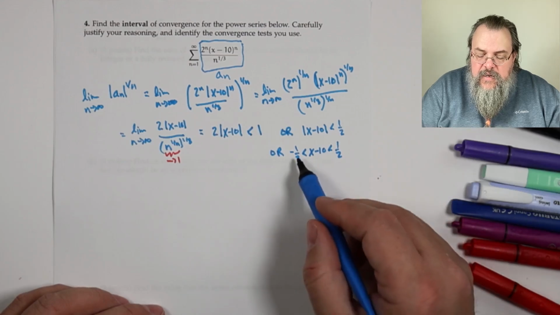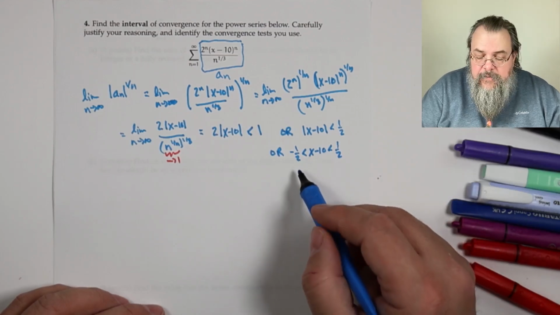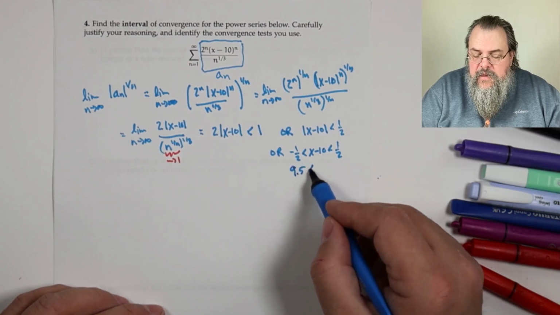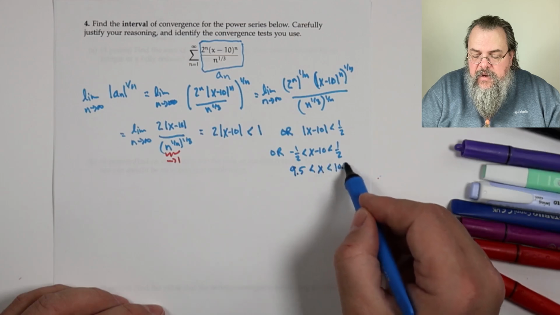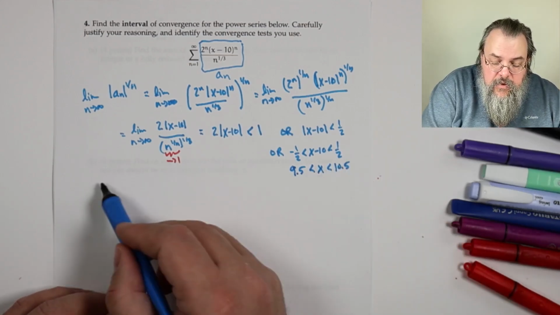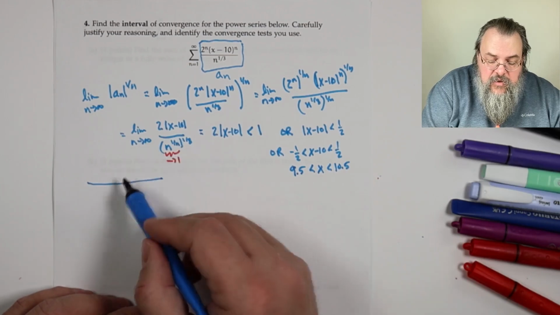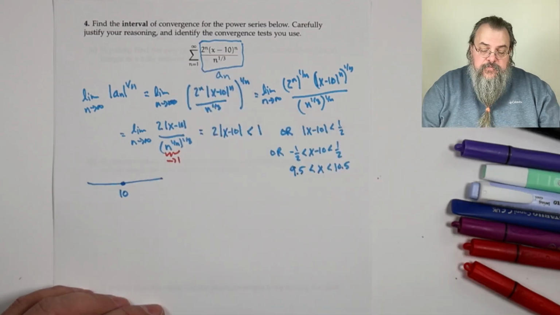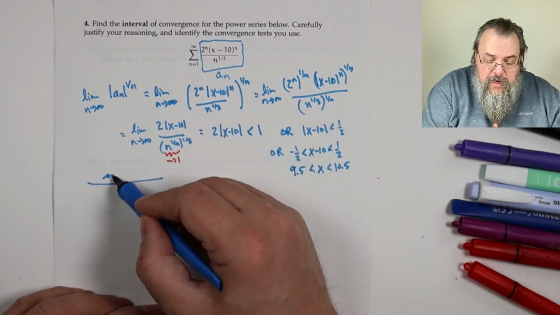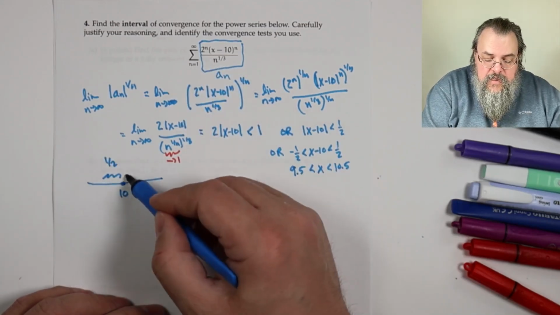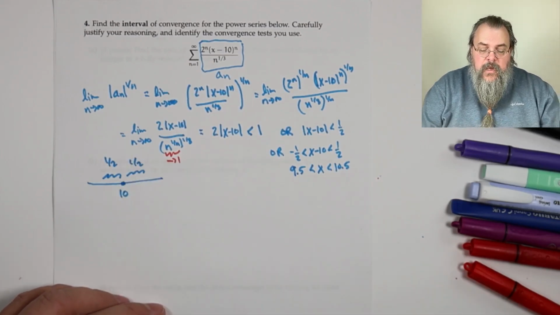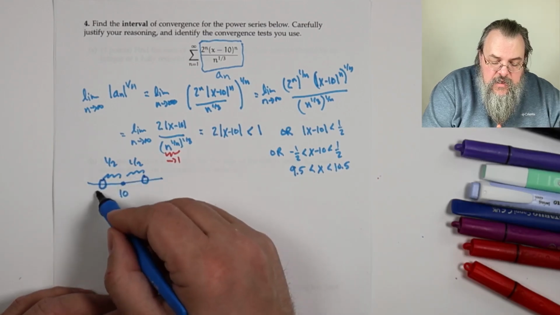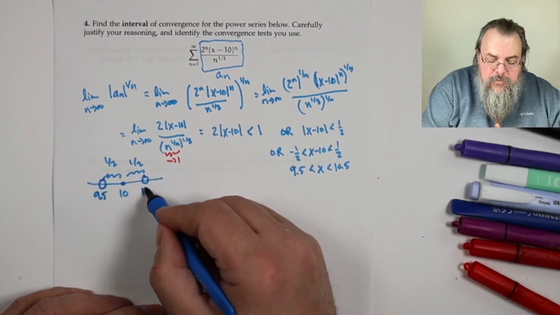And if you add 10, you get 10 minus a half. Well, we can say that's 9.5 less than x less than 10.5. So picture-wise, what's happened here is 10 is our center, and we can get that from seeing x minus 10. And now we're going to go out 1/2 in each direction. And at this stage, we have these numbers, 9.5, 10.5.